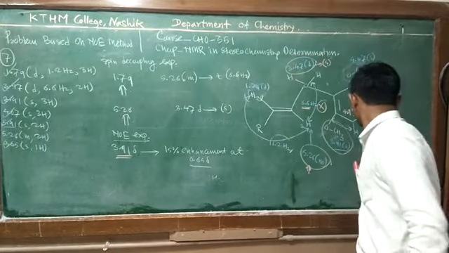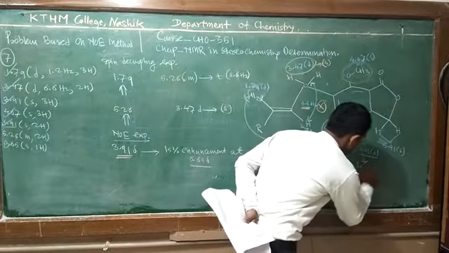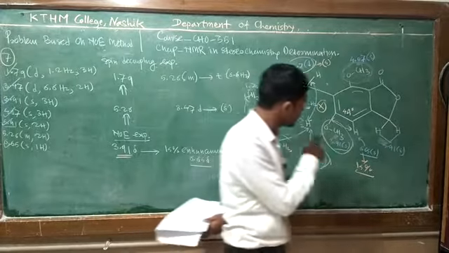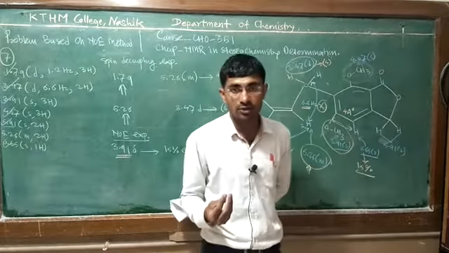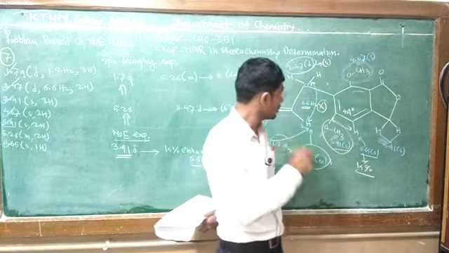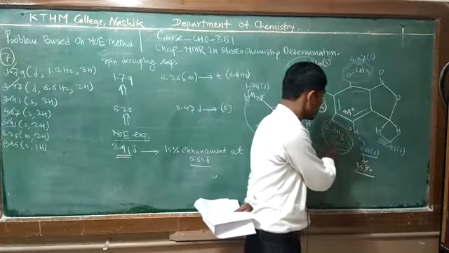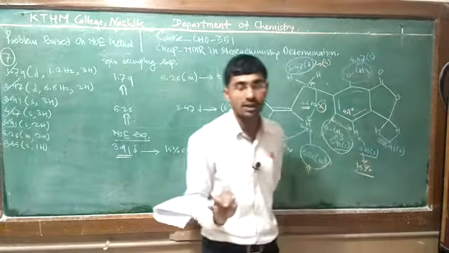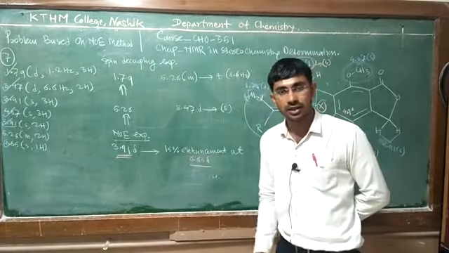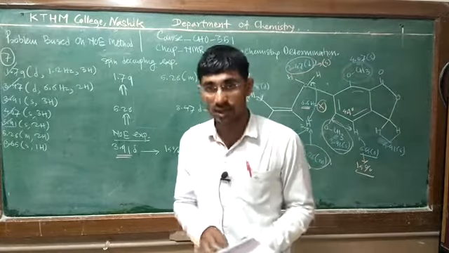So for this signal we observed a 50% enhancement. From that we conclude that these two protons are near to each other. From this we can conclude that our assignment of the 3.91 signal to the methoxy group is correct. In this way we can solve the problem based on the NOE method. So this is all about the NOE method.